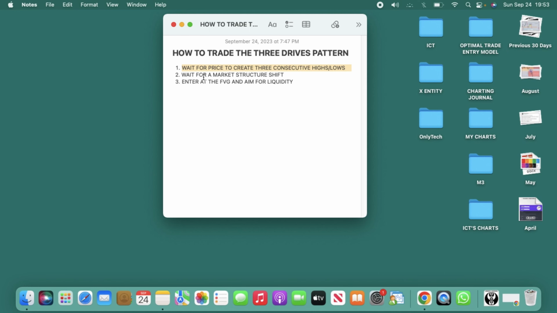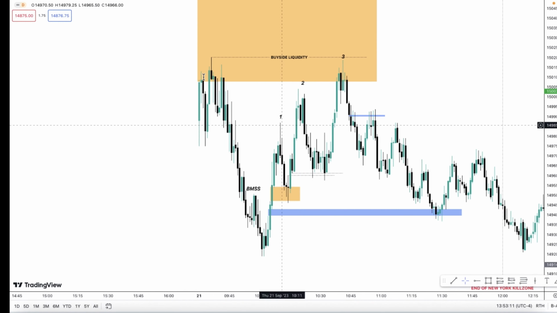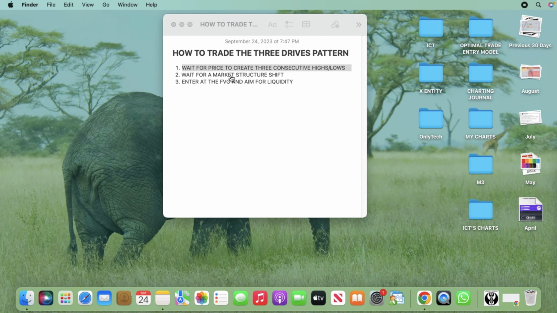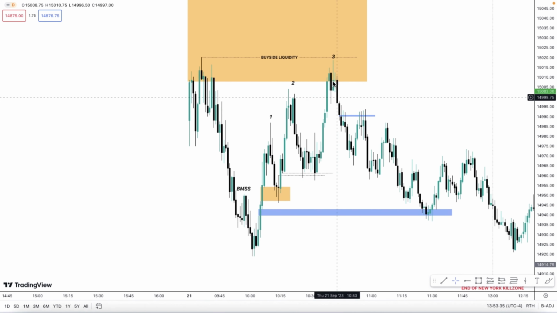Number 2, you wait for a market structure shift. So we have a swing low here. This low has a lower low to the left and a lower low to the right. This candle here, that's a swing low. So as soon as that is taken out impulsively with displacement and there's a fair value gap, that's a market structure shift. So you wait for a market structure shift.